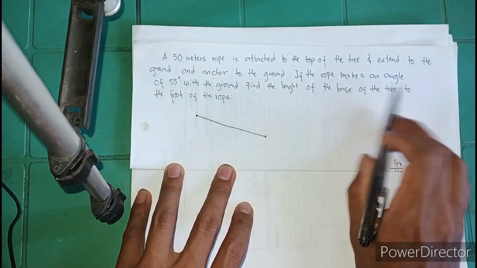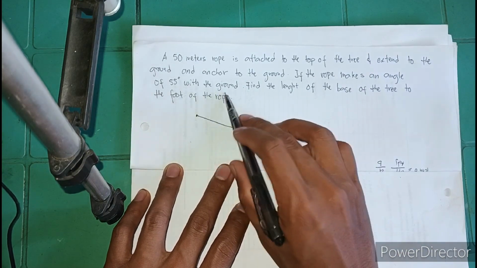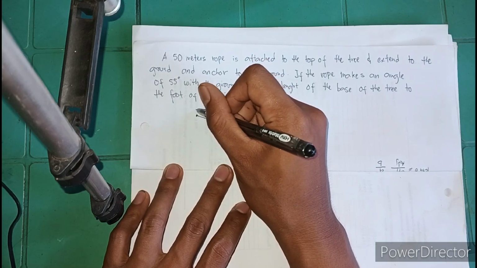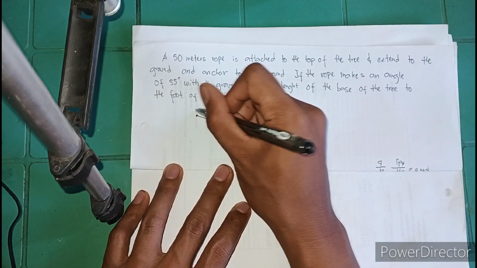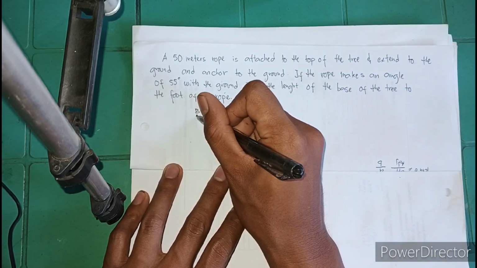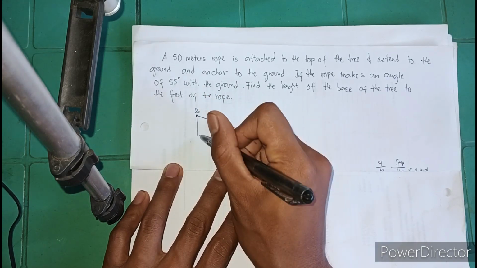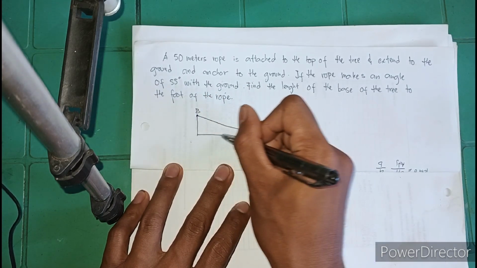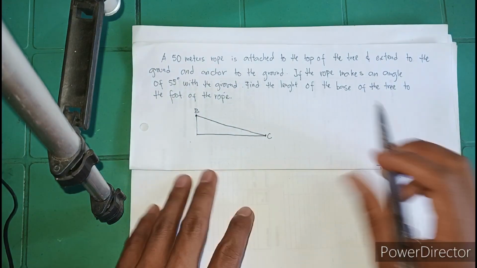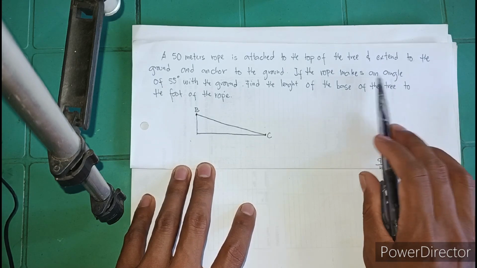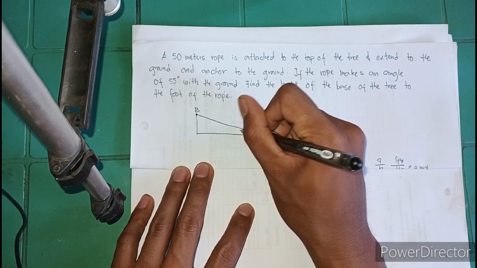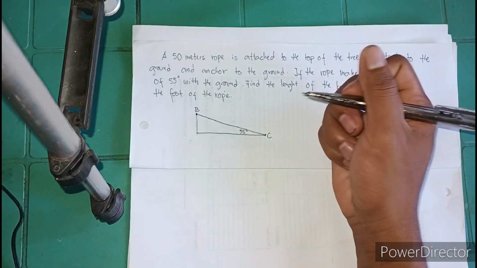Now, if the rope makes an angle of 55 degrees with the ground, let's say this is B, and this is C. And this will be the top of the tree, elevated from the ground. So if the rope makes an angle of 55 degrees with the ground, this will be 55 degrees.